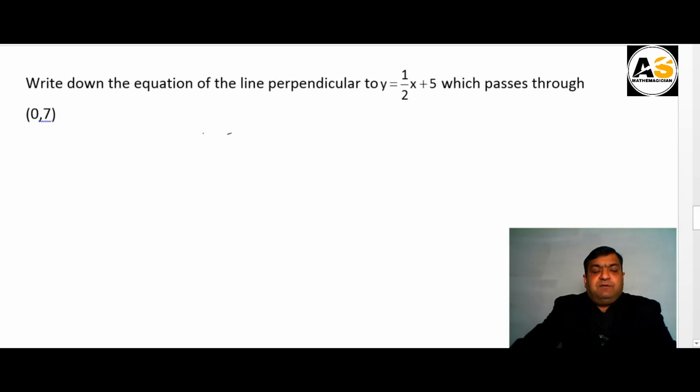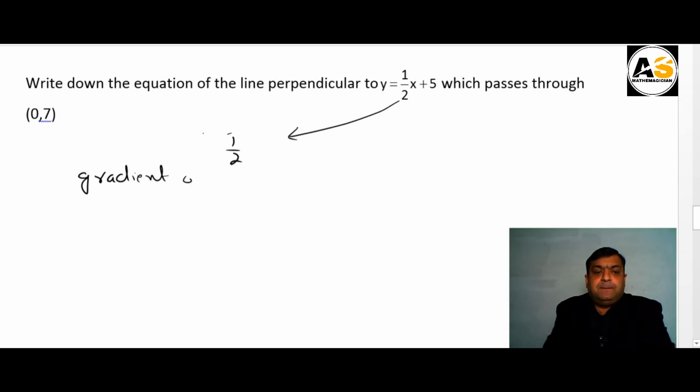Now we move to this question. Find the equation of the line which is perpendicular to this line and passes through 0, 7. From this, gradient of the given line is 1 by 2. Required line is perpendicular to this line. So gradient of the required line will be its negative reciprocal, which is minus 2.